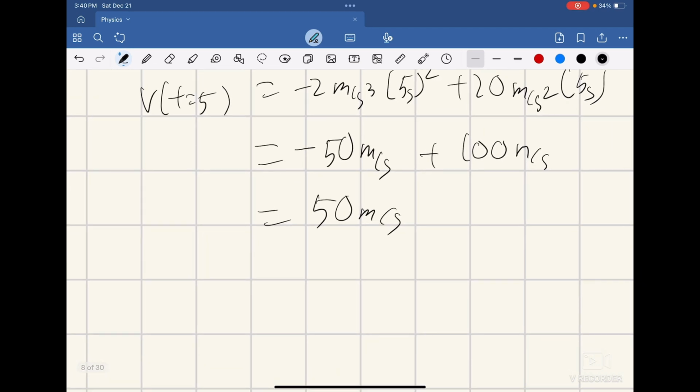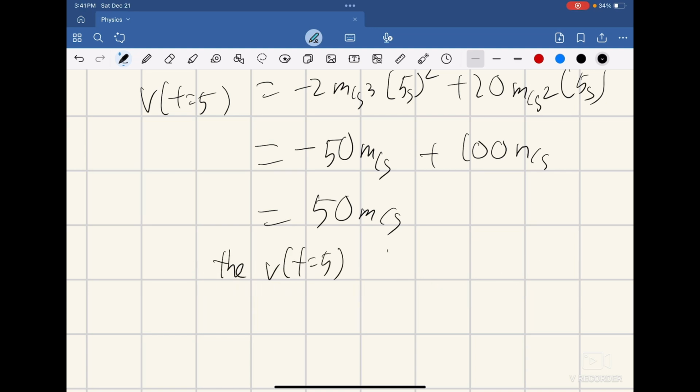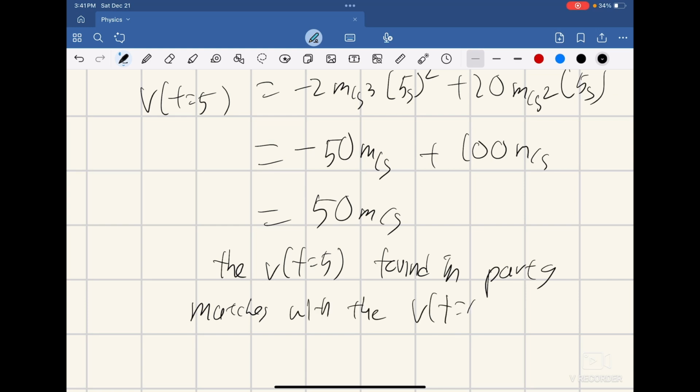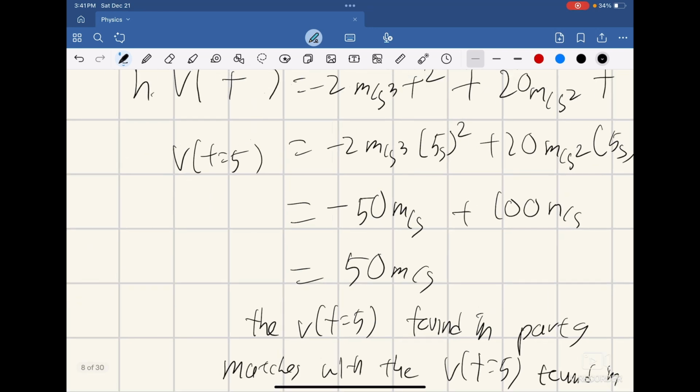And this information agrees with the information we found in part G. So the v of t at t equals 5 found in part G matches the v of t at t equals 5 found in part H.